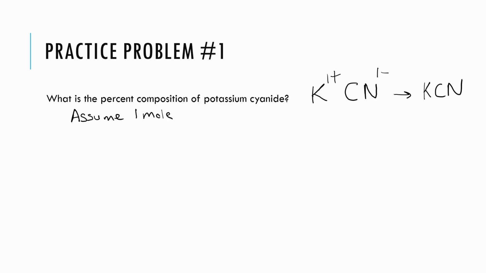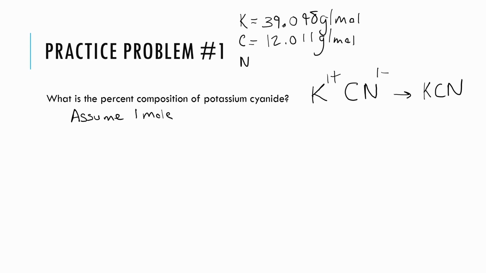Now, due to space, I didn't put the periodic table up here, but I'm going to write these up right now. So potassium is 39.098 grams per mole. Carbon is 12.011 grams per mole. And nitrogen is 14.007 grams per mole.